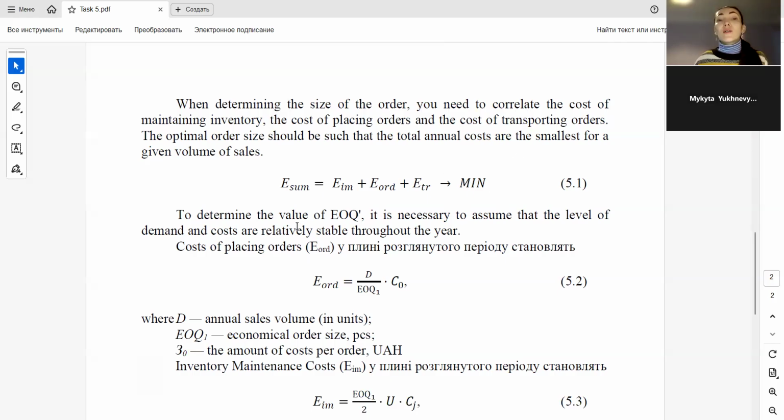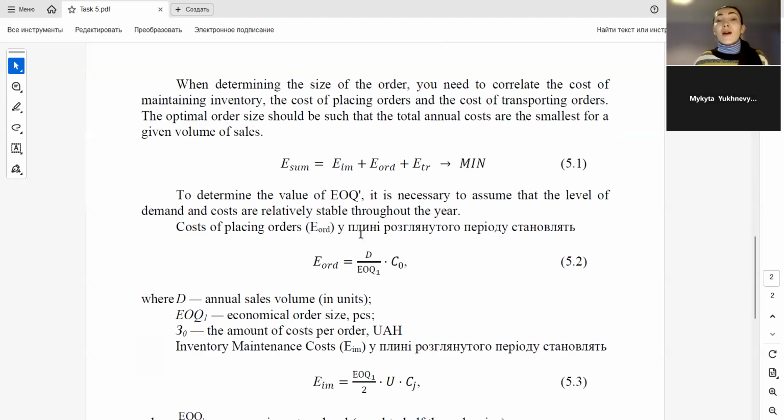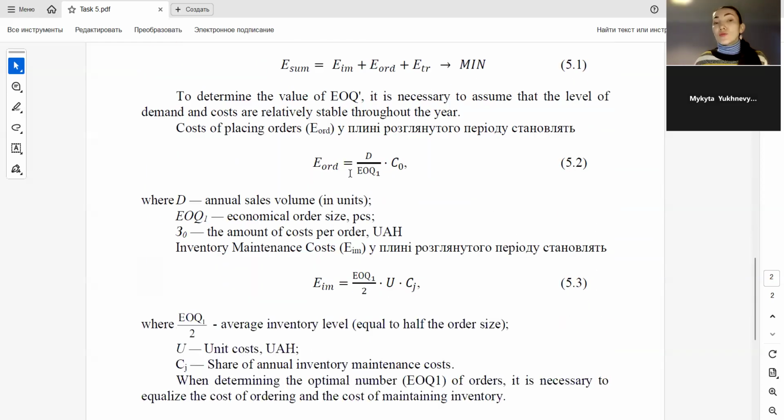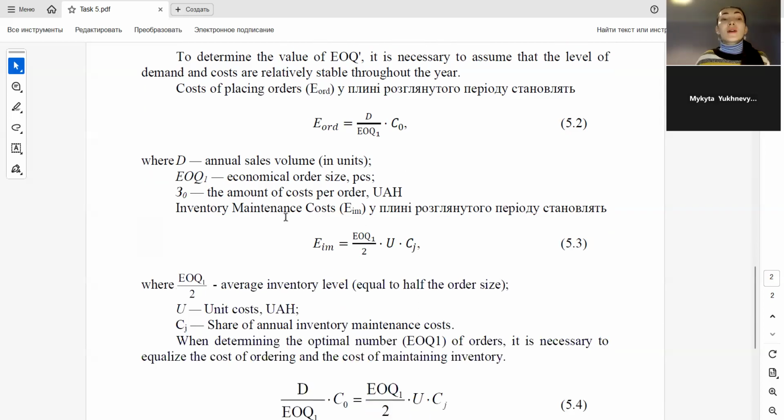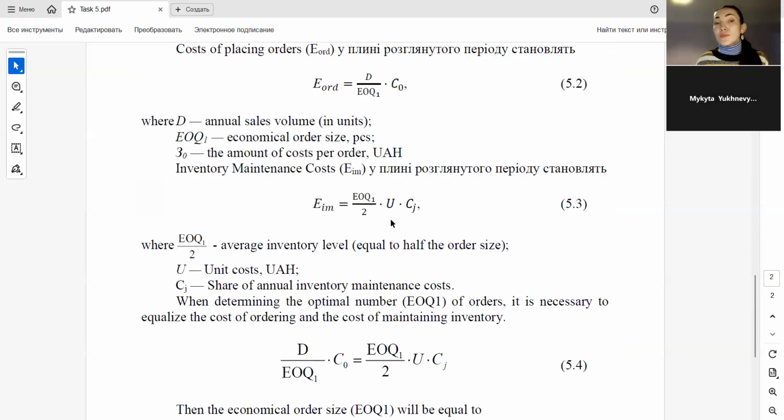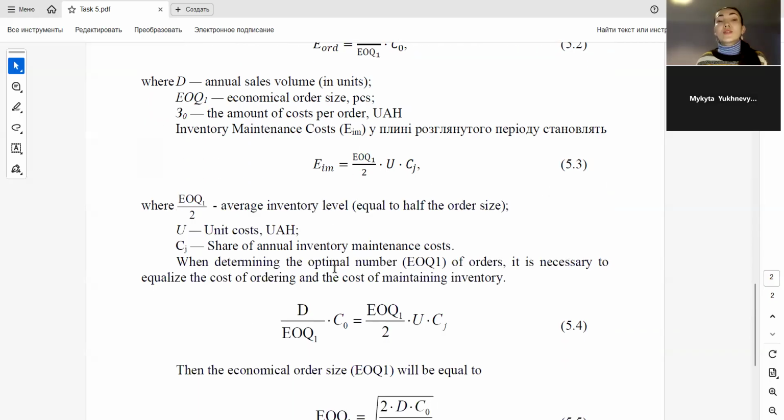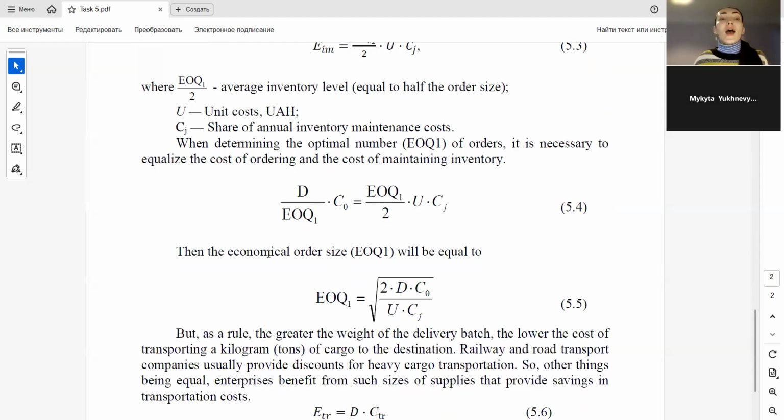To determine the value of EOQ, it is necessary to assume that the level of demand and costs are relatively stable throughout the year. So, the cost of placing an order we could find in Formula 5.2, and we use it a little bit later. We have inventory maintenance cost. So also we use this formula a little bit later and calculate it. Also, we use this information about how we could calculate EOQ.